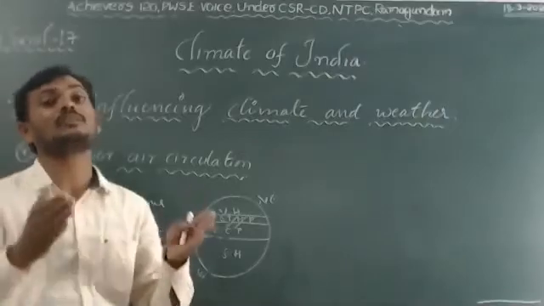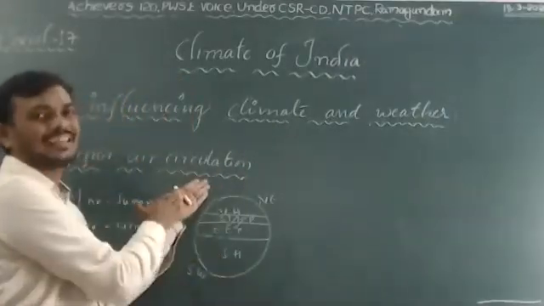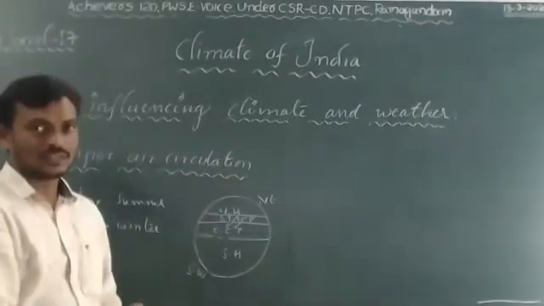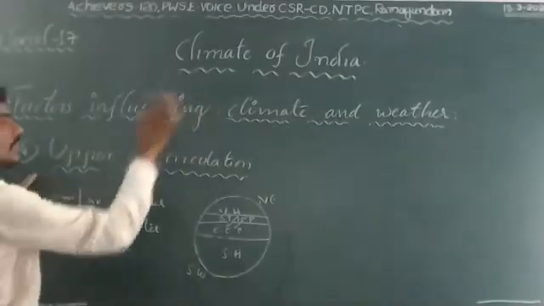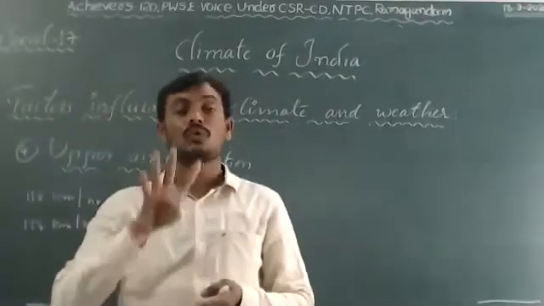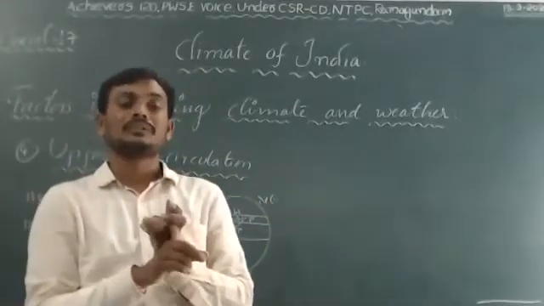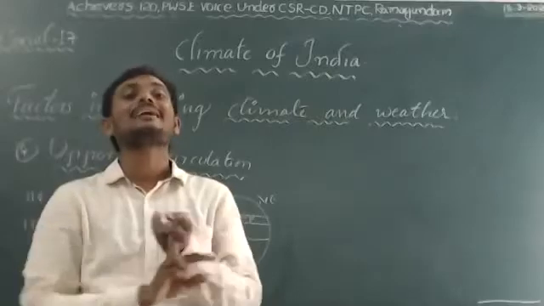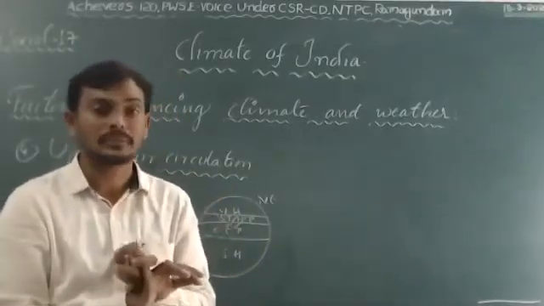So the neighboring atmosphere can be cooled down because of the easterly and westerly jet streams, isn't it? So this is the fourth factor which can influence climate and weather. So you have to remember that four factors can influence climate and weather. What are they? Latitude, distance from the equator, land and water relationship, altitude, and upper air circulation.